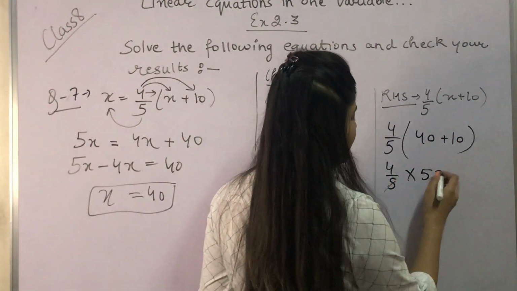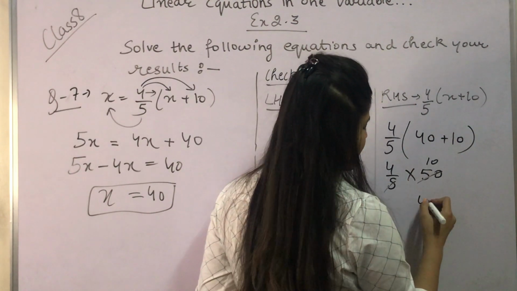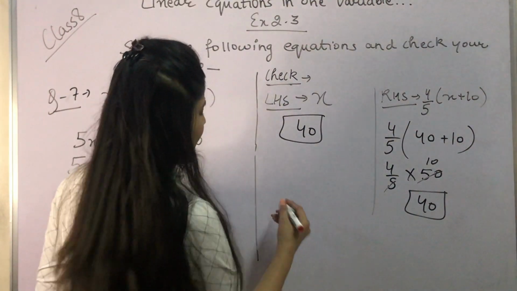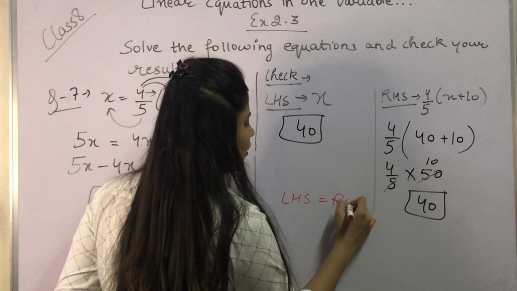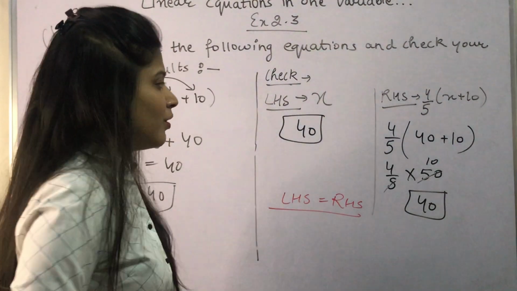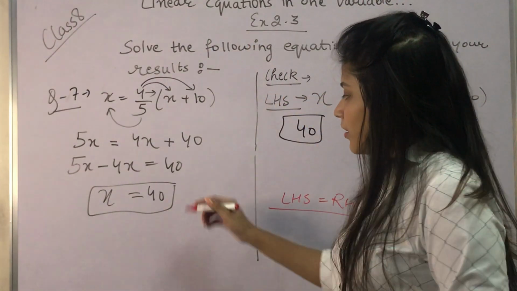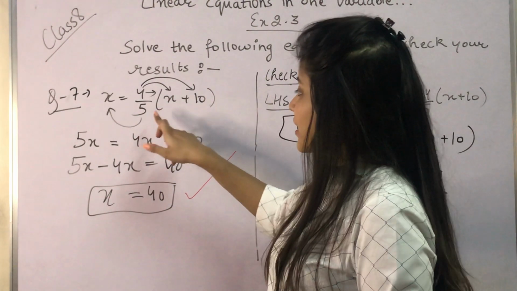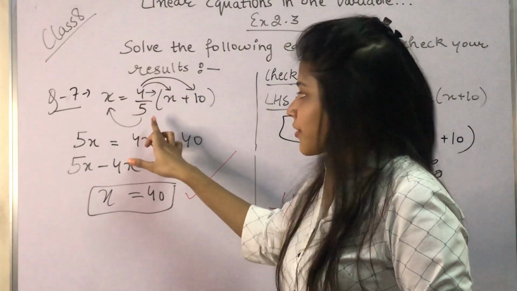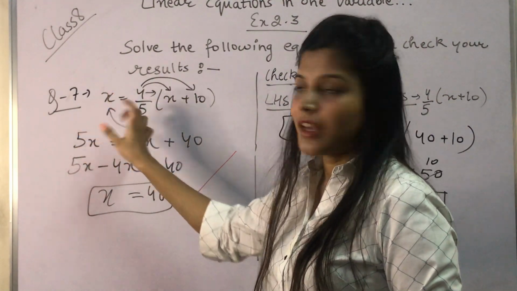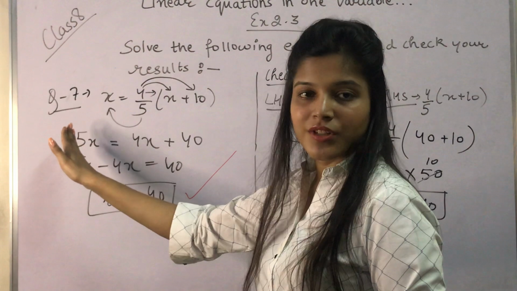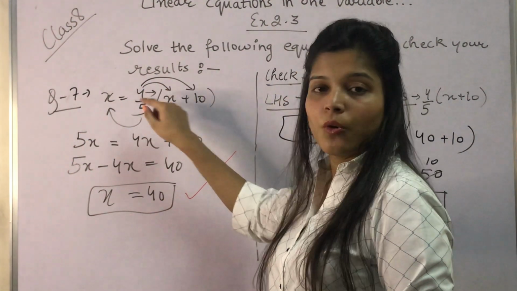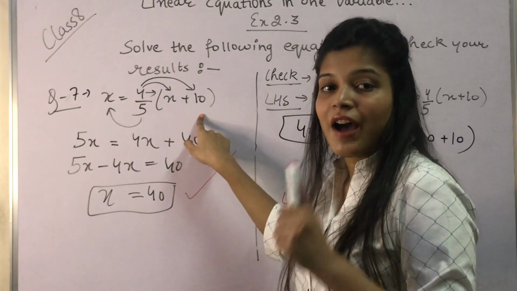Now we know that 5 tens are 50 होता है and 4 tens are 40. So we again got 40, which means LHS is equals to RHS. So it means that our answer x equals to 40 is again correct. So children, you see हमने क्या किया, we divided this fraction. हमने 5 को x में multiply किया because यहाँ पे division में था and we are transposing 5. So 5 multiply हो गया x से and 4 multiply हो गया x plus 10 से. And why we did this?